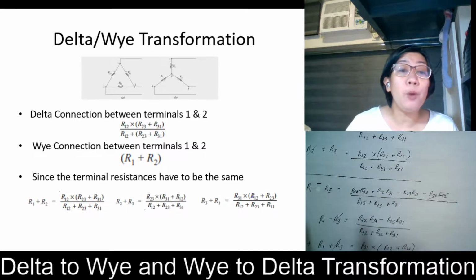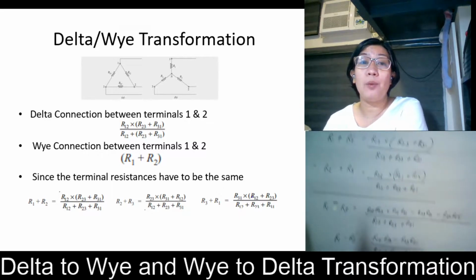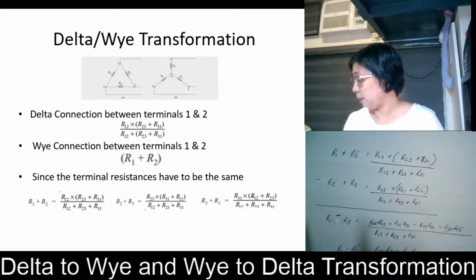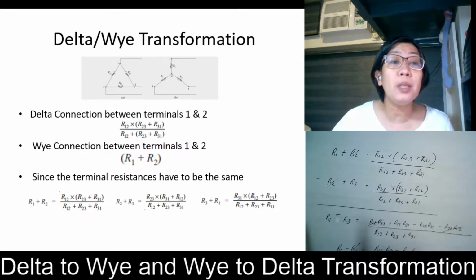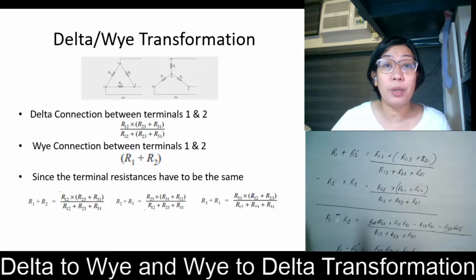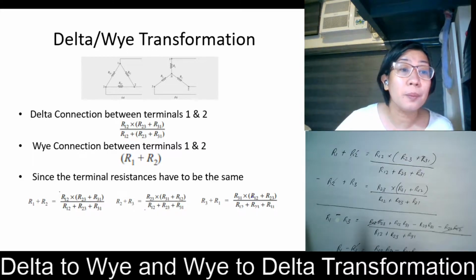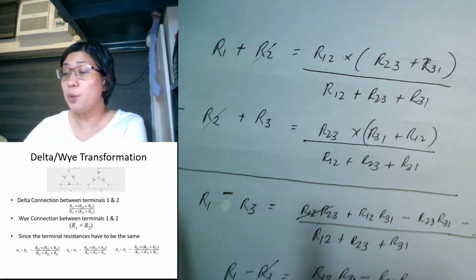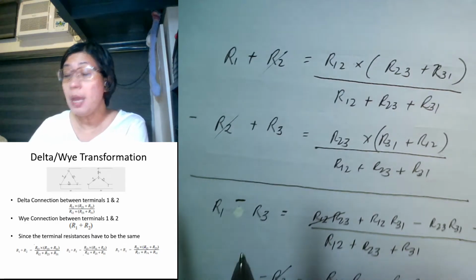Now, we are going to subtract the second equation from the first equation. This is our first equation, this is our second equation, and this is our third equation. So let us subtract the second equation from the first equation. By subtracting, R2 will be cancelled out, and that will give us R1 minus R3.